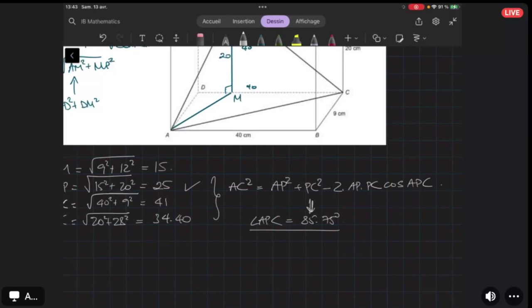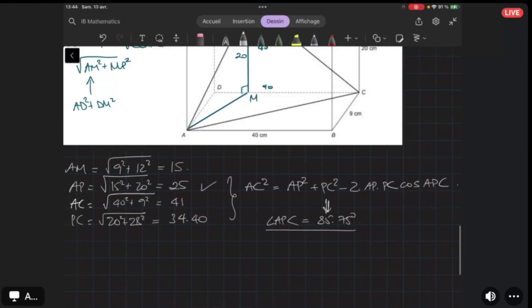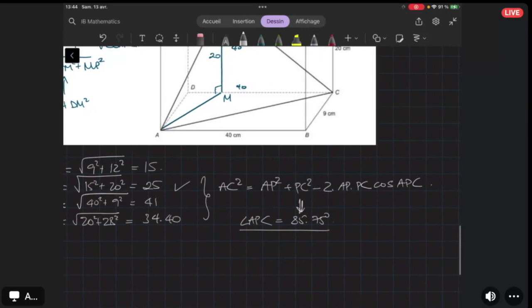Of course, there are a lot of ways to go about this question. This is just one of the possible ways. Any questions?